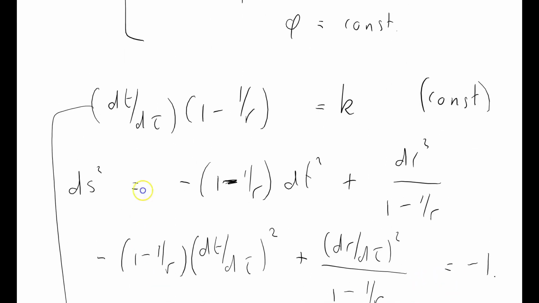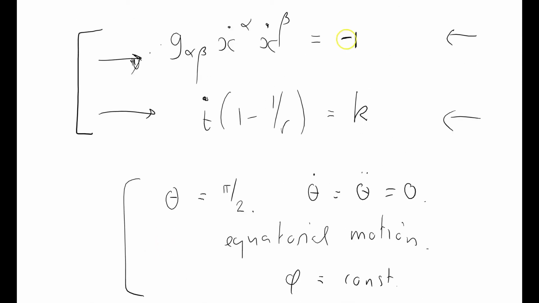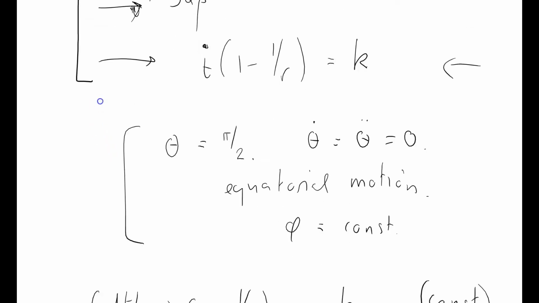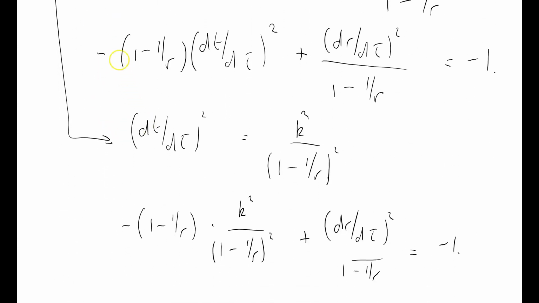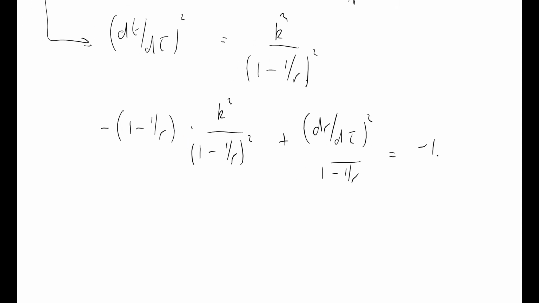I think I had a sign error. Yeah, that should be a minus 1. It's easy to get these signs incorrect because different people use different signatures on the metric. So I'm trying to be consistent here, but it's quite a hard job to do.